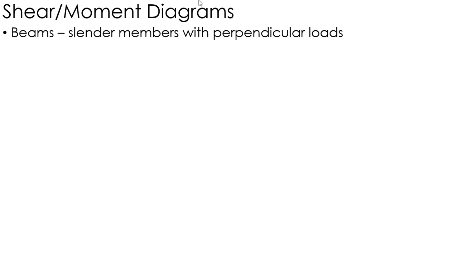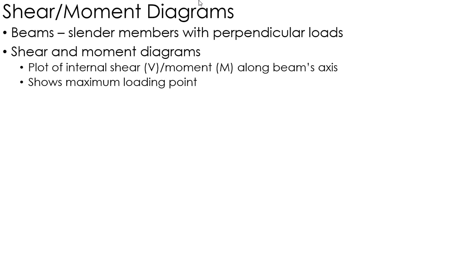All right, here we're going to start talking about beams. Beams are slender members that have loads that act perpendicularly to their axis. What we're going to look at here is shear and moment diagrams, which is basically a plot of the internal shear loading and bending moment along the beam's axis.